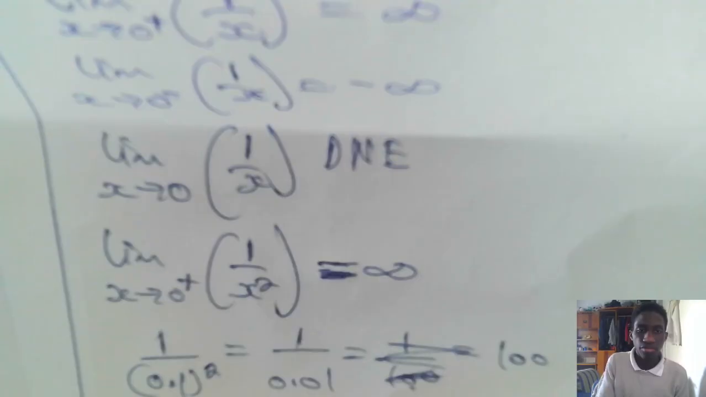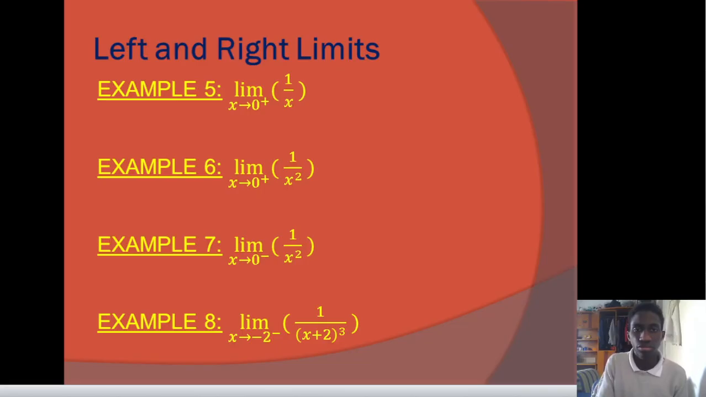Next example, we see that it's the same question but just a different side now. What about the left? The limit of 1 over x squared as x approaches 0 from the left hand side. What would we get? Okay, let's tackle that together.